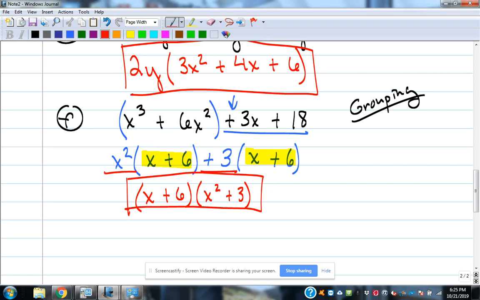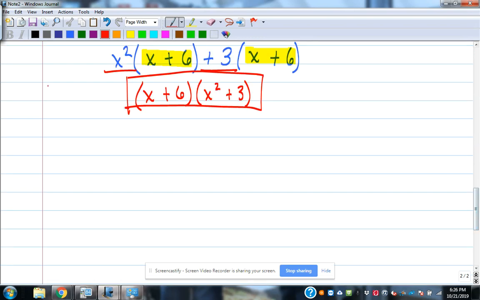If we did the FOIL method or just double distributed property here and multiplied all this back out, we'd end up back at the original problem. So anytime you want to check your factoring, you can multiply your answer back out and see if you got the original back. If you do, then you're probably right. Unless you didn't pull out the biggest common factor, you just pulled out a common factor. All right, let's look at another one of those.